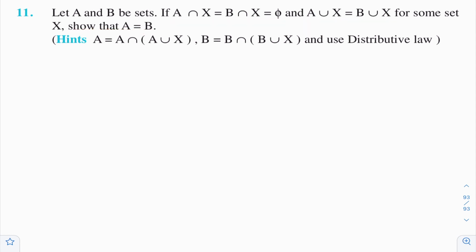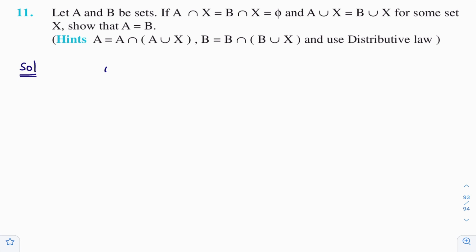Here some data already given. We proved these things with the help of Venn diagram in question number 8. A intersection A union X equal to A. The set B is nothing but B intersection B union X. These things we can understand very easily with the help of Venn diagram. Okay, right. So we need to solve this problem.